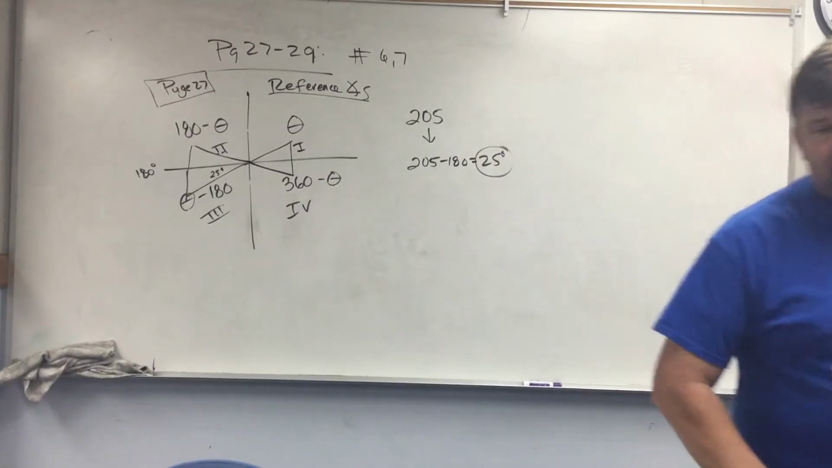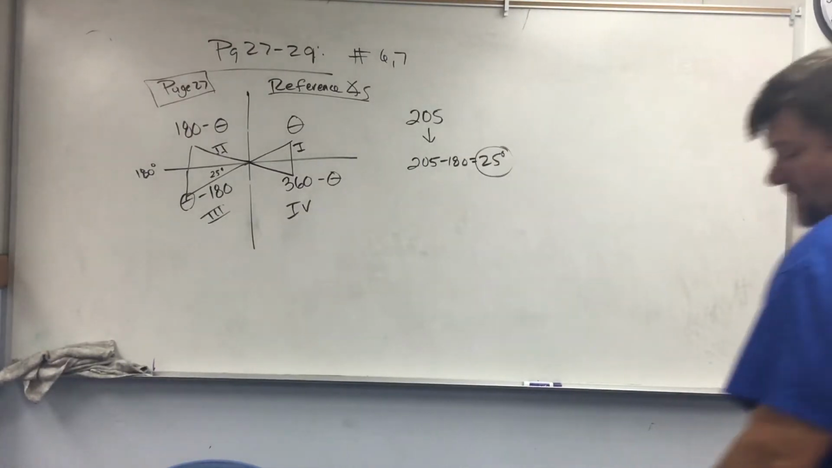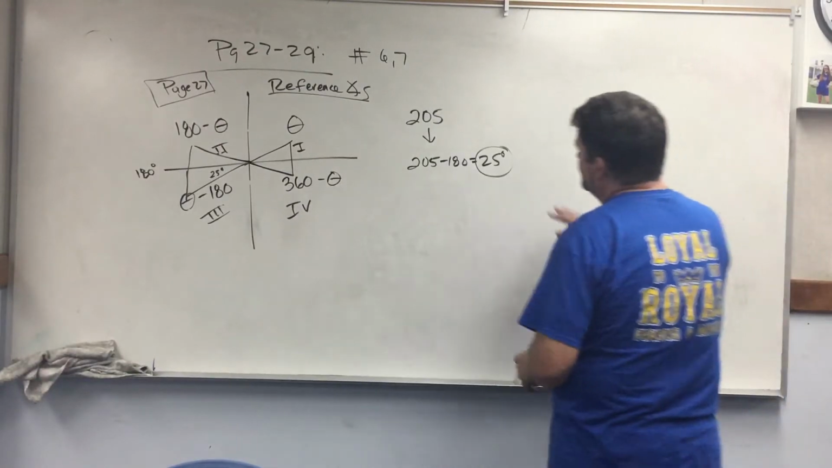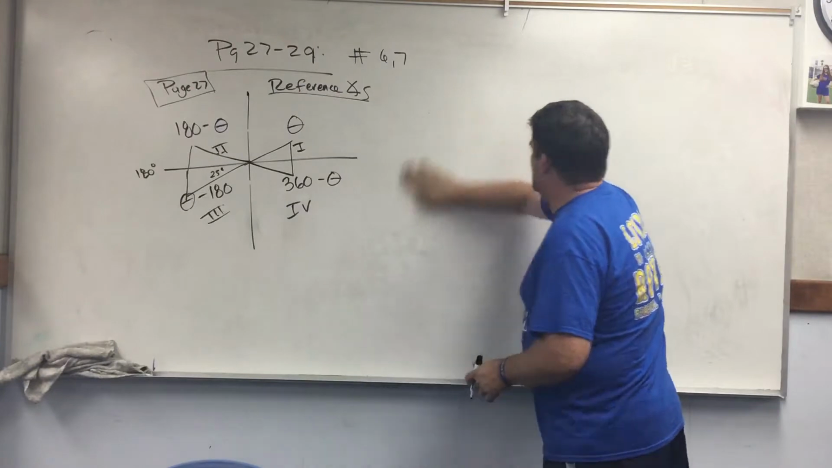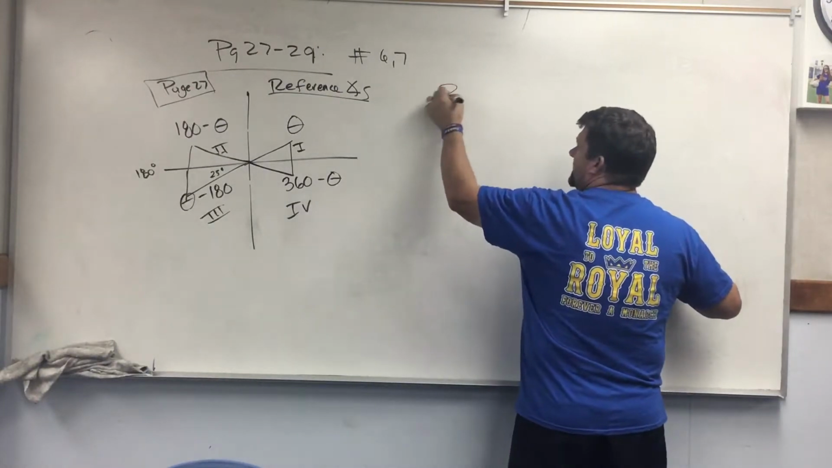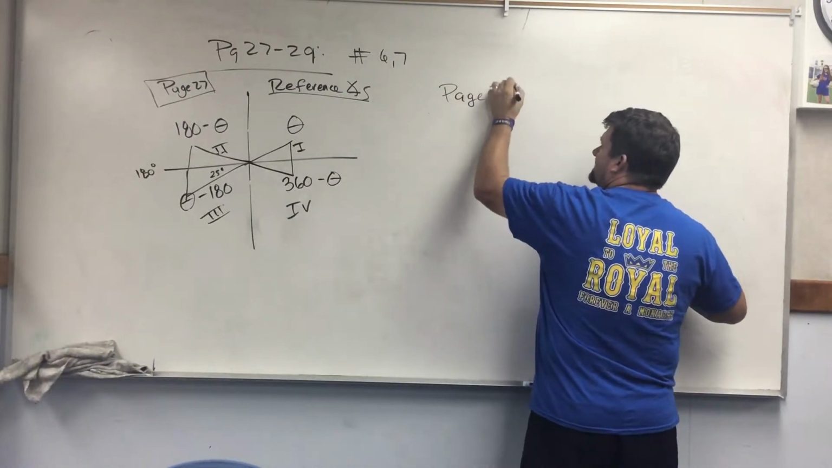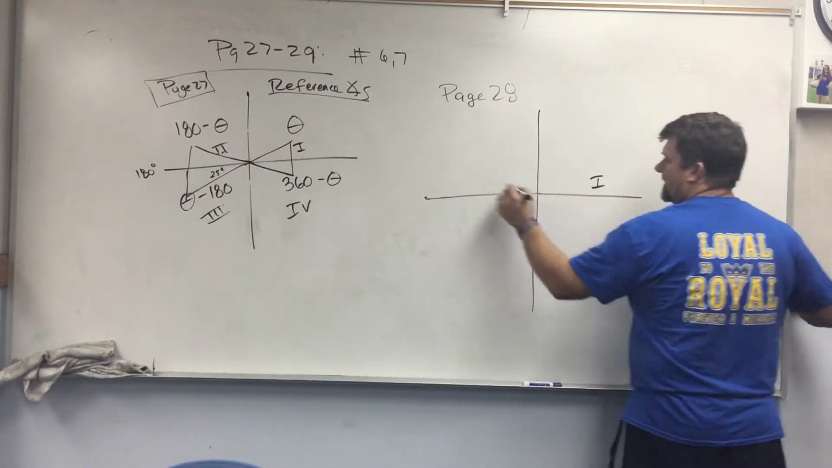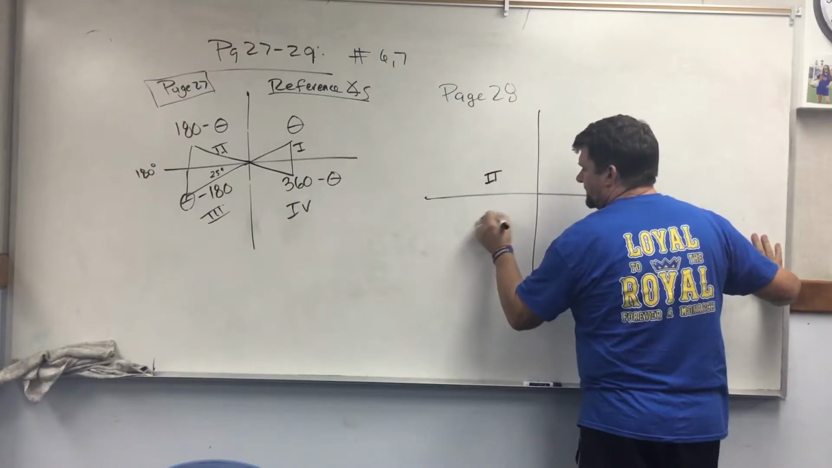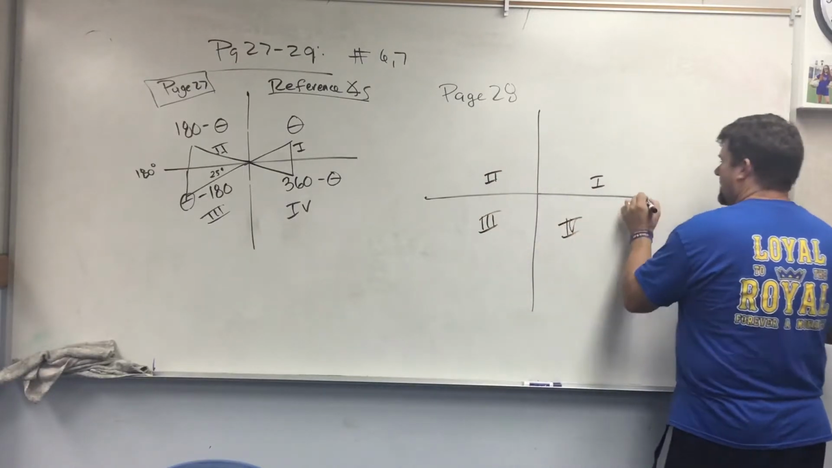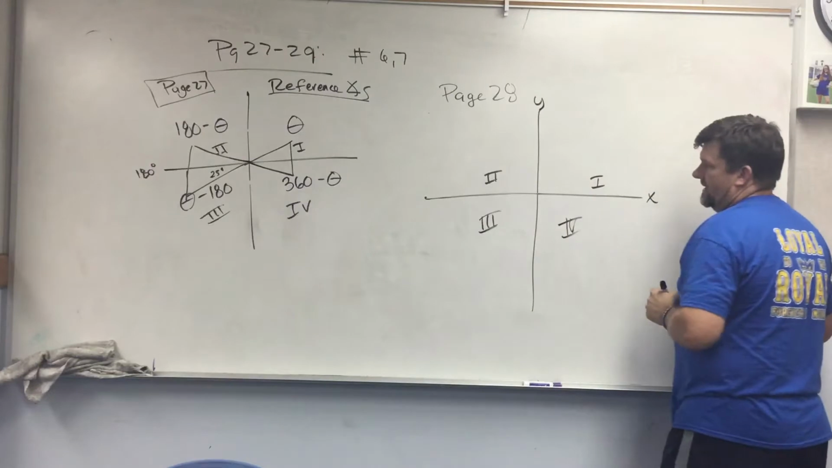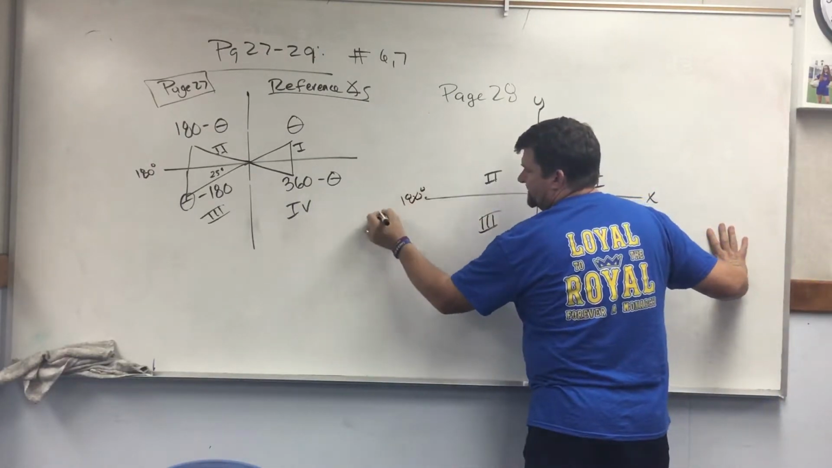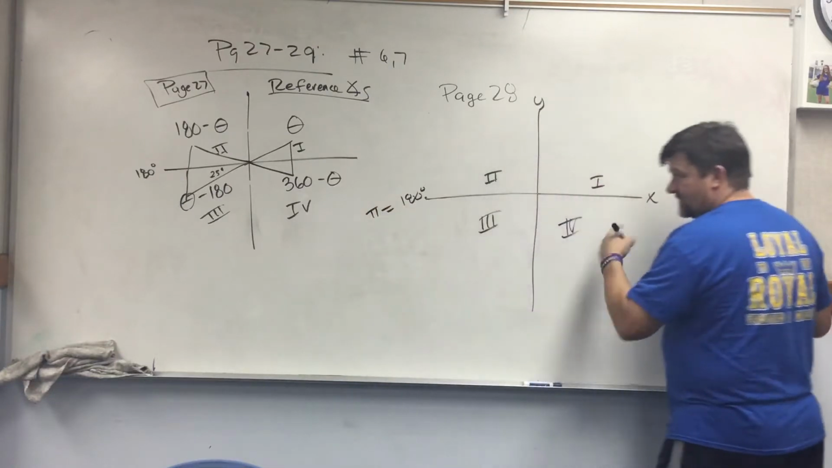All right, so let's see here. I went too far. If we look at page 28, we still stick with the theme. We're going to move to page 28 right now, and we're going to add some info. We know this is quadrant 1, quadrant 2, quadrant 3, quadrant 4. This is my x, this is my y. This is 180 degrees, which is also the same as pi. So we've got these pieces.